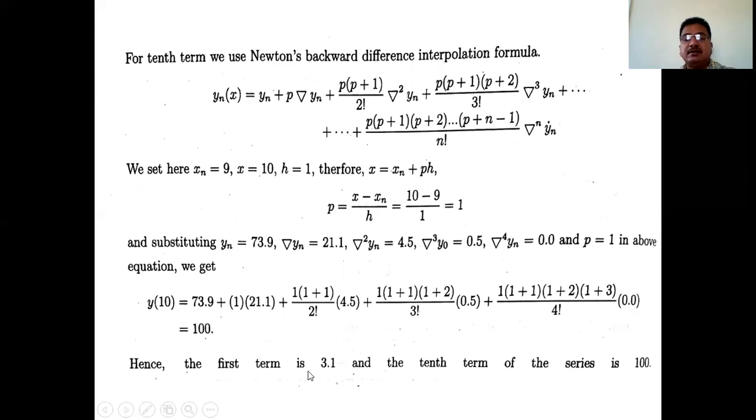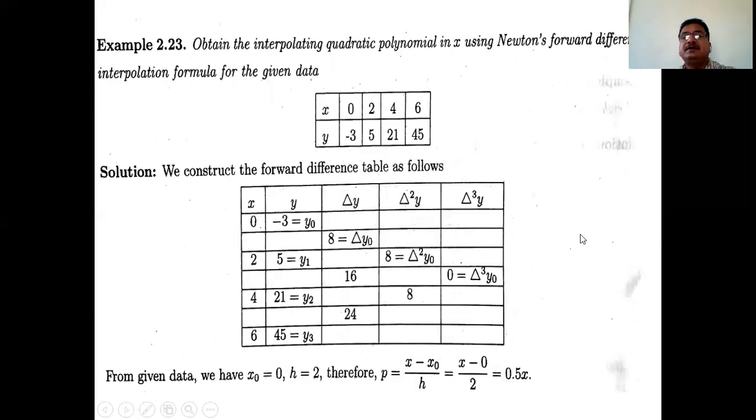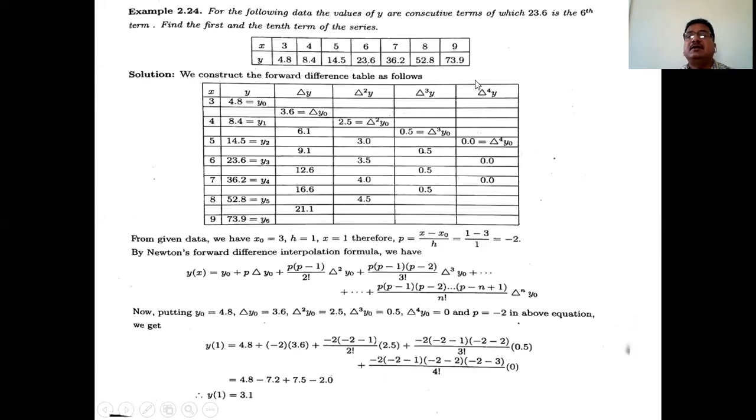So this is the 10th term of this table. What is the first term? 3.1 is the first term, and 100 is the 10th term. So if we observe, after 9, what is the value of y or f(x)? For 10, the value is 100.